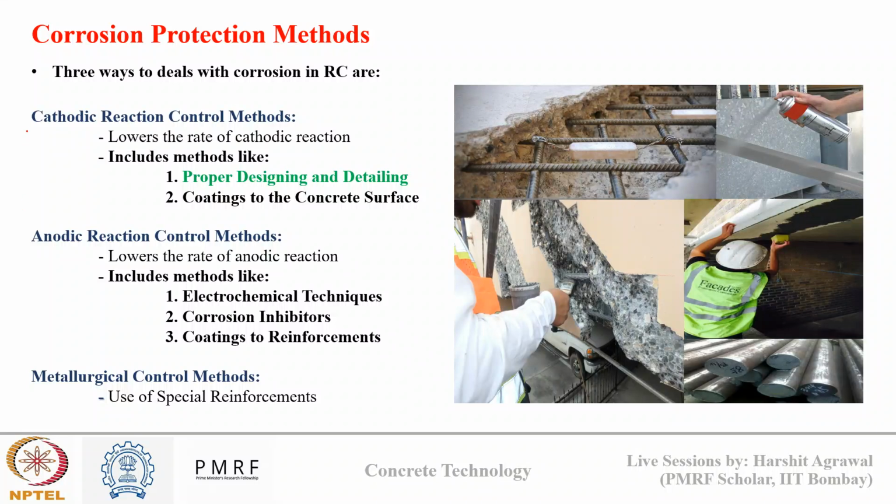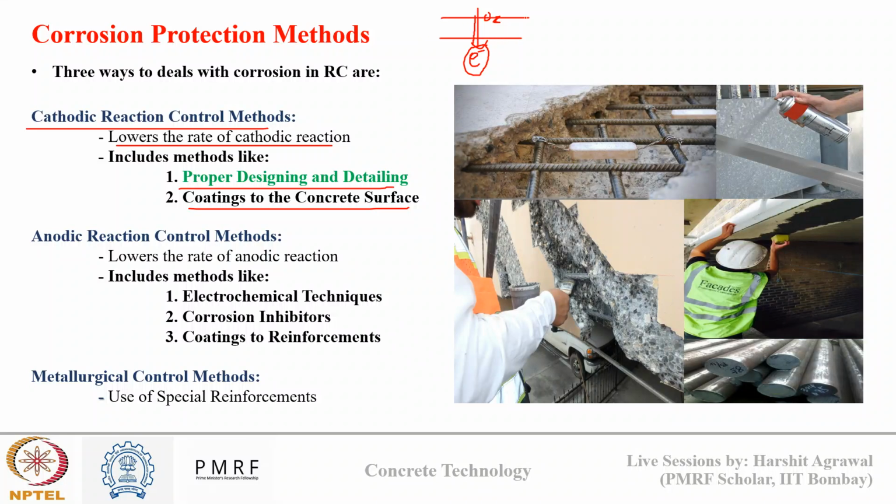Either I can control the cathodic reaction, by which I mean I can lower the rate of the cathodic reaction, which can be done by proper designing or detailing of concrete or by coating the concrete surface. So what is the cathodic reaction? It is the oxygen that is coming to pick up electrons from the reinforcement surface. Now if I can delay this movement of oxygen, then I can slow down the rate of the cathodic reaction.